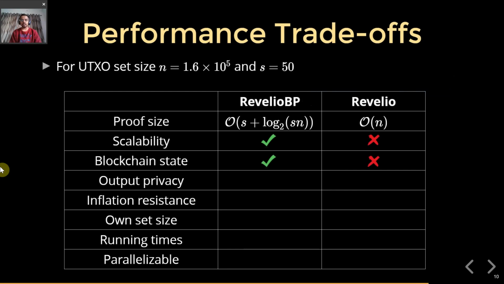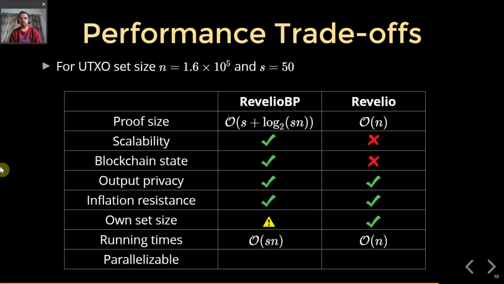Since the UTXO set is inherently linked to the blockchain state, the Revelio BP proofs are linked to the blockchain state. Revelio BP as well as Revelio both provide output privacy, which means that an adversary cannot figure out which outputs are owned by the exchange. Both are inflation resistant, which means that exchanges cannot inflate their reserves beyond what they actually own. We reveal the own set size in Revelio BP, which might seem like a performance drawback of Revelio BP, but it's easy for exchanges to own some cover outputs which contain zero amounts, so as to hide the actual own set size.